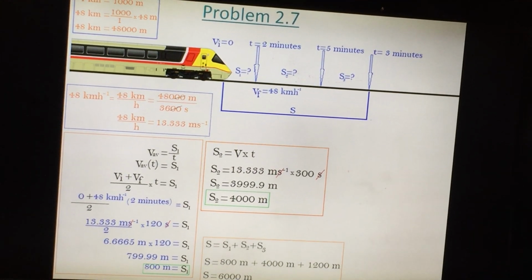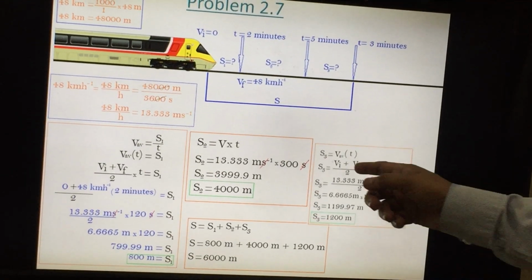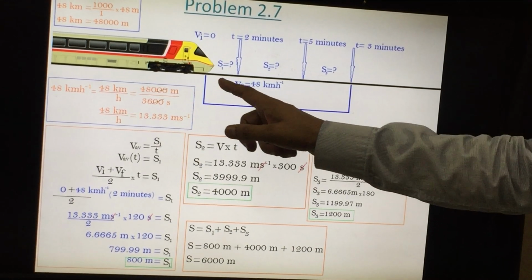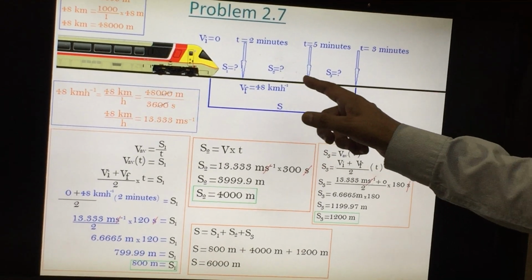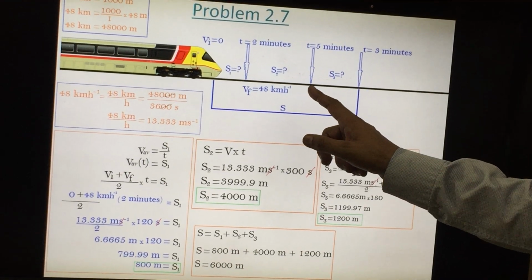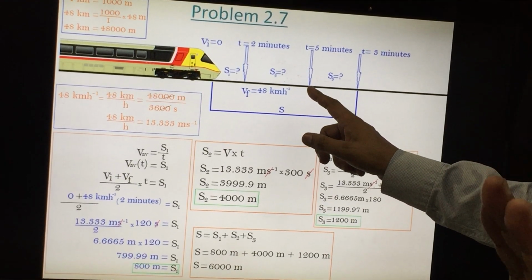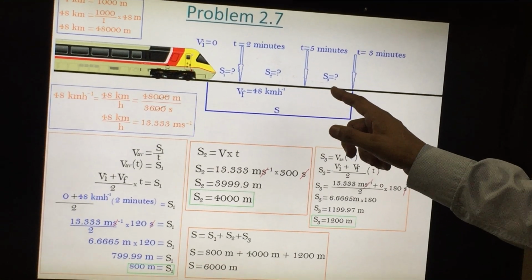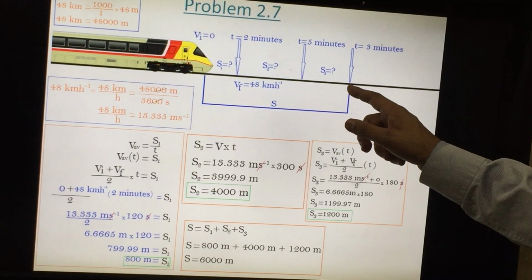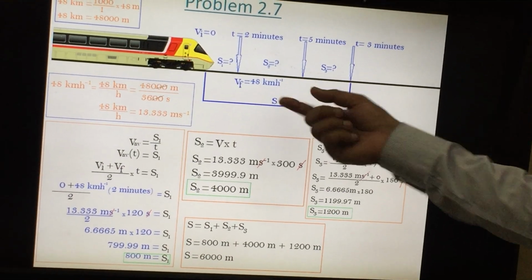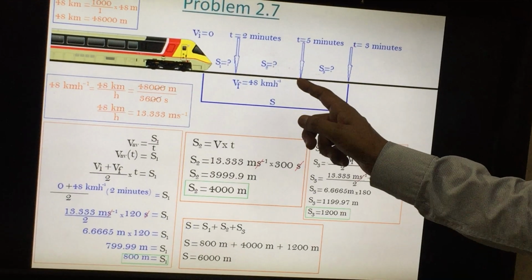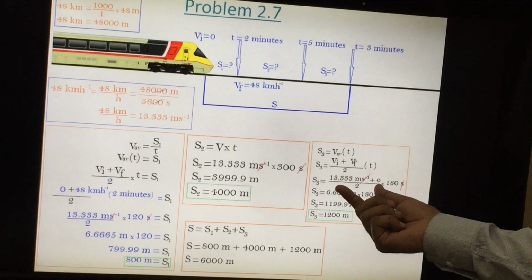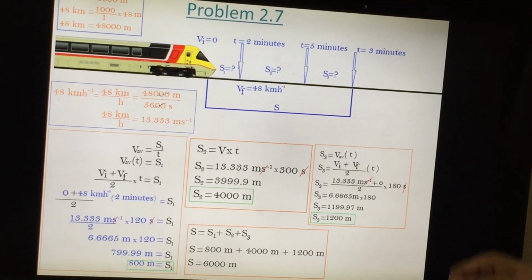Let's see. Here, S3. So for S3, the same equation we are using here. Now here, the train was moving with the same velocity up to here, 48 kilometers per hour, right? When brakes are applied, the velocity just decreases and at the end it will stop. So in this case, our initial velocity was 48 kilometers per hour, and the final velocity will be 0. Right? Okay. Now in this case, again we will use average velocity.